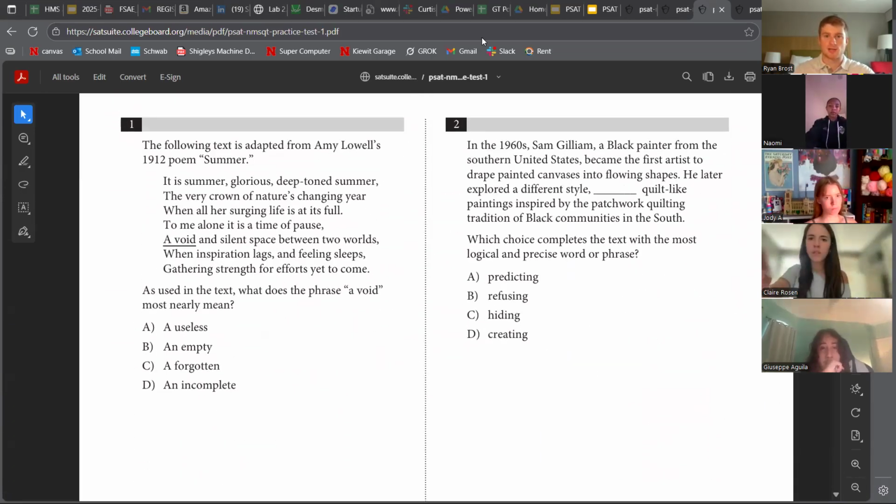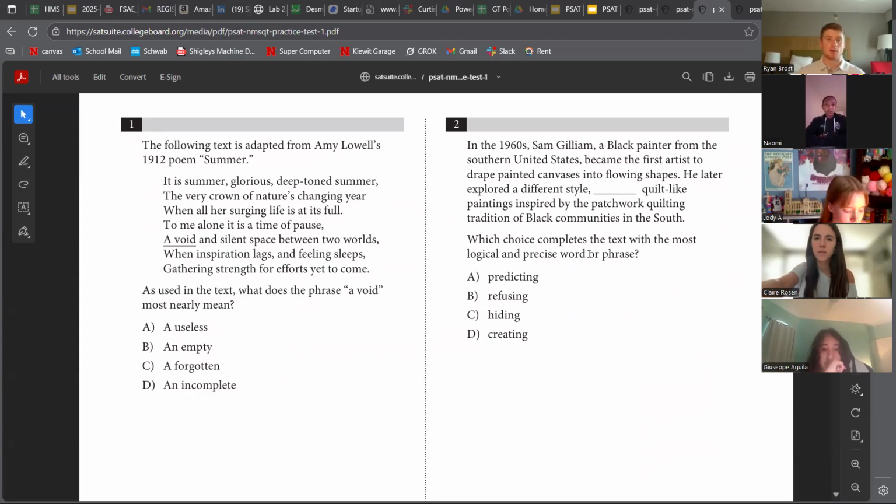We'll go through one at a time for these just because it's practice. This is an actual PSAT digital exam, so it tells you what they're going to look like. This is off of the College Board website, so this is exactly what they'll look like. We'll start with this first one here. I'll give you all a minute to read through it and answer the question.